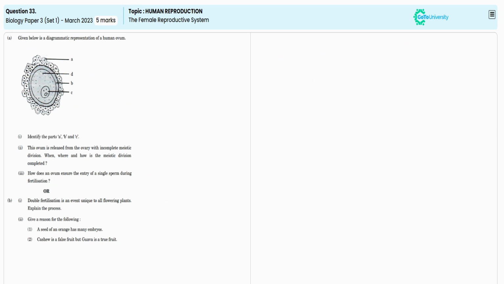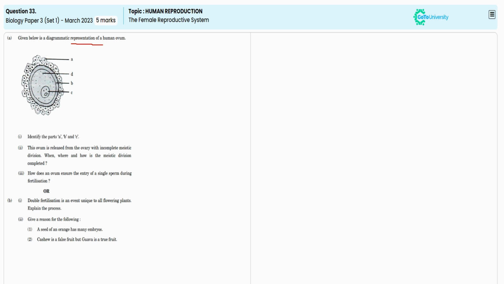In this 5-mark centric subjective question, they have given a human reproduction centric human ovum diagram. In this diagram, we need to observe all the important labelings and we need to explain each part more appropriately for each one of the sub-questions.